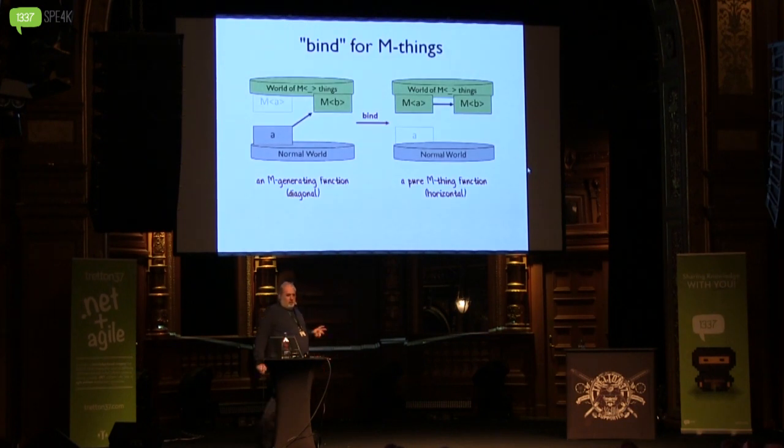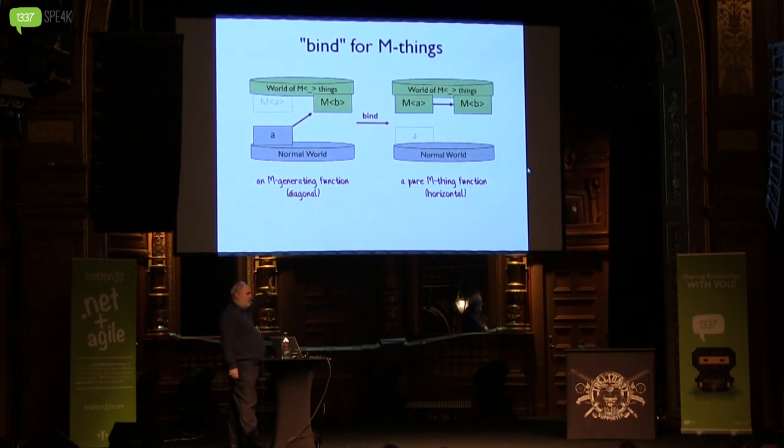So these M generating things, I'd like to think of as sort of diagonal functions, because they start off in the normal world and they kind of go up diagonally to the M world. Right, so they're kind of a diagonal function or an M generating function. But after we've done bind, the first bit, the input, has moved up to the M level as well. So now we have a horizontal function. So the diagonal function has turned into a pure horizontal function. And this is what we want. We want everything to be these horizontal functions. So that's why bind is so useful.